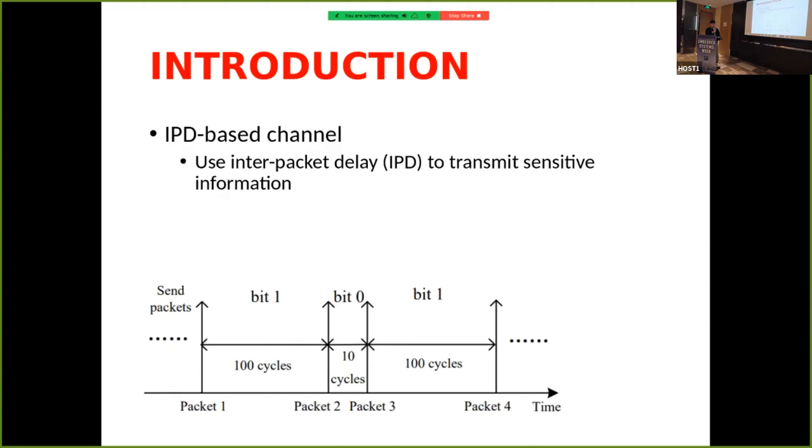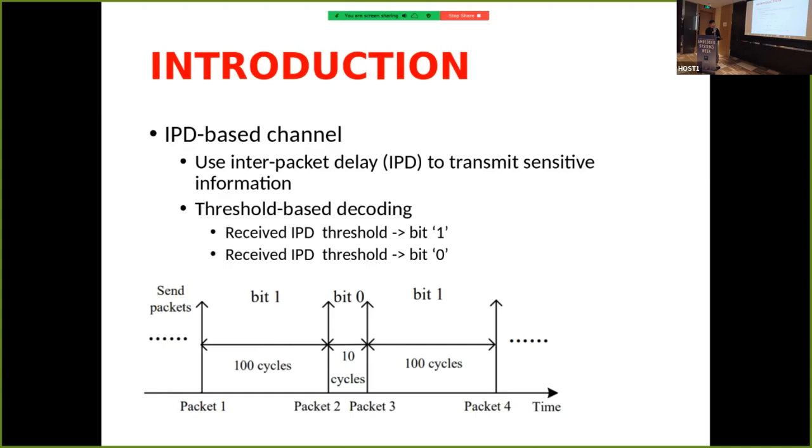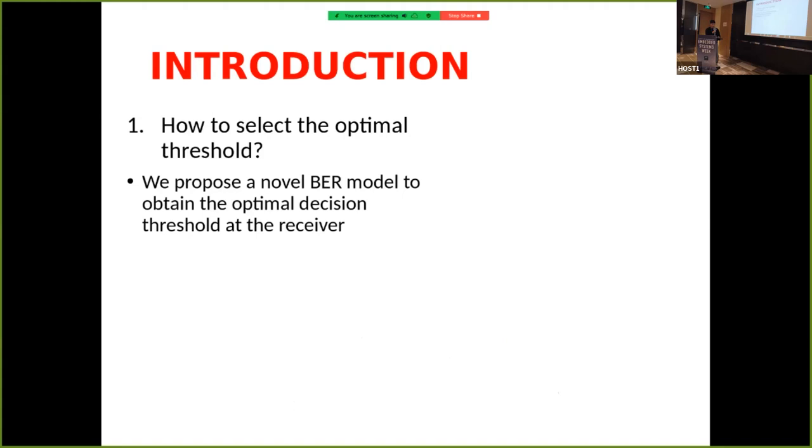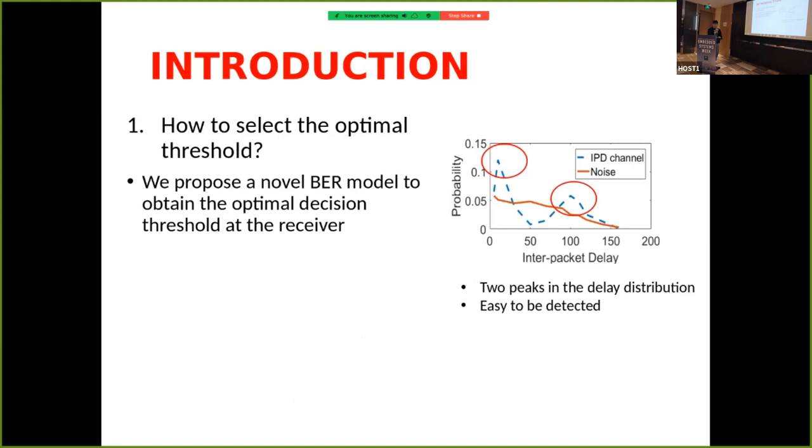The receiver recovers the embedded binary data by comparing the IPDs against a predefined threshold. So in this scheme, there are two problems to be solved. The first problem is how to select the optimal threshold. We propose a novel BER model to obtain the optimal decision threshold at the receiver. Through experiments, we found that there are two peaks in the delay distribution of the IPD-based channel, which is different from noise. So it can be detected easily.